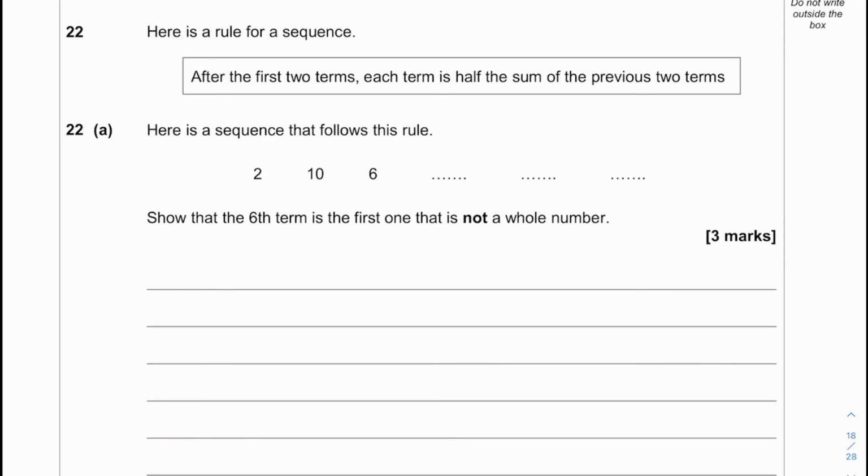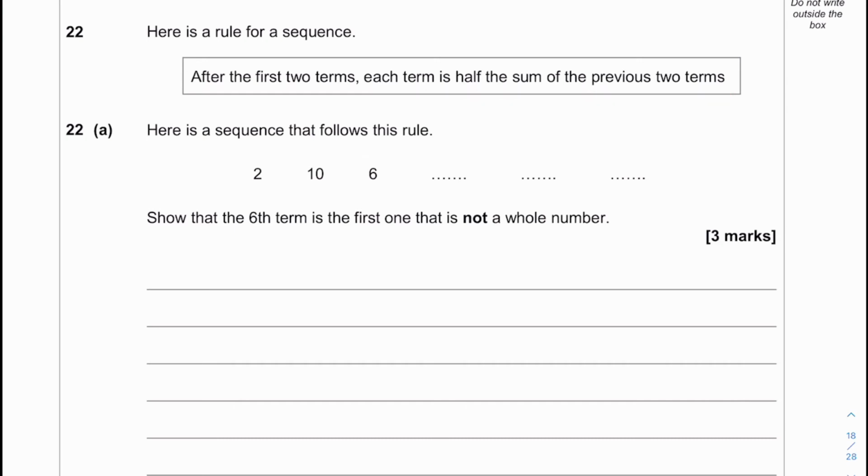Okay, so for question 22 we are given a rule for a sequence, which is after the first 2 terms, each term is half the sum of the previous 2 terms, and we are given the first 3 terms in the sequence, and we're then told to show that the 6th term is the first one that is not a whole number. So essentially all we have to do is follow the sequence up to the 6th term and see what we get.